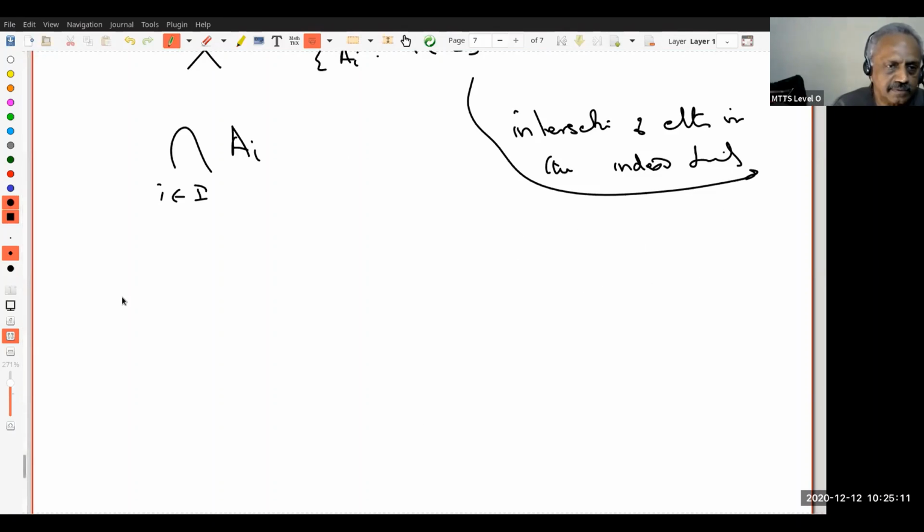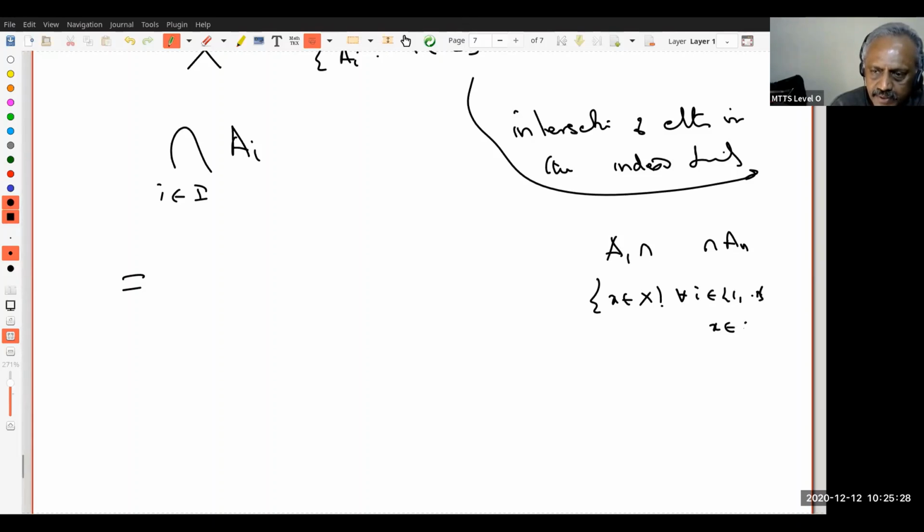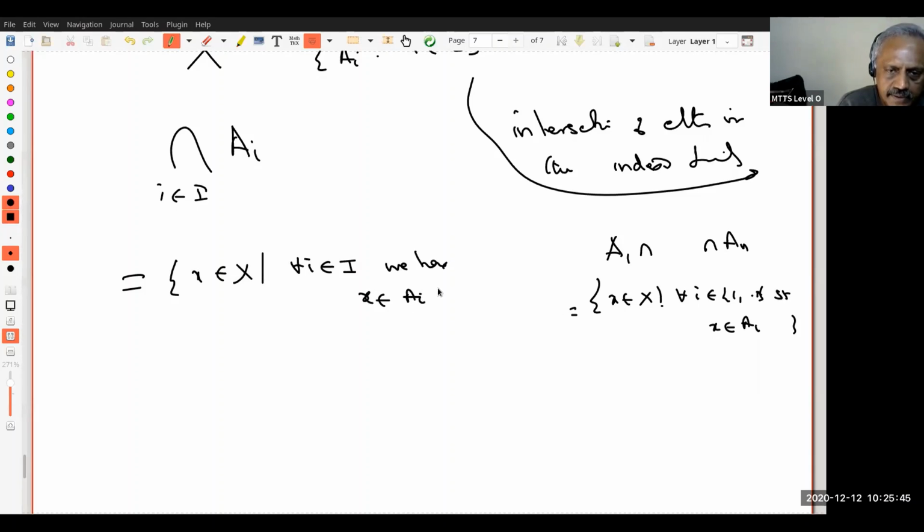So now it should be easy. How do I define A1 intersection A2 intersection up to An? It is the set of all x in X with what property? x belongs to A1, x belongs to A2, x belongs to An. How will I write it? For every i from 1 to n, x belongs to A_i. This must happen. So I will define this as the set of all x in X so that for every i in I we have x belongs to A_i. That is, x must belong to each and every A_i. That is loosely what we are doing.